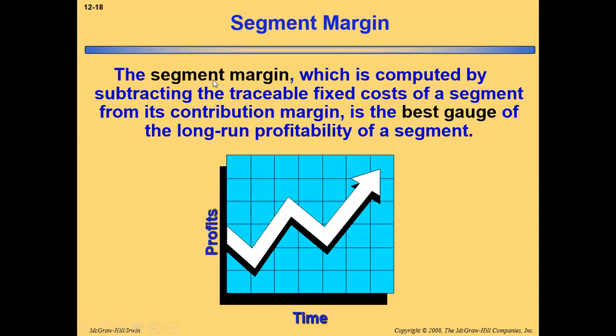Segment margin, which is computed by subtracting the traceable fixed cost of a segment from its contribution margin. So you know how to calculate the profit from the CVP analysis. First of all, from the sales we deduct the variable expense. After that we have the contribution margin. From the contribution margin we deduct the fixed expense. After deducting the fixed expense, we can call it a segment margin.